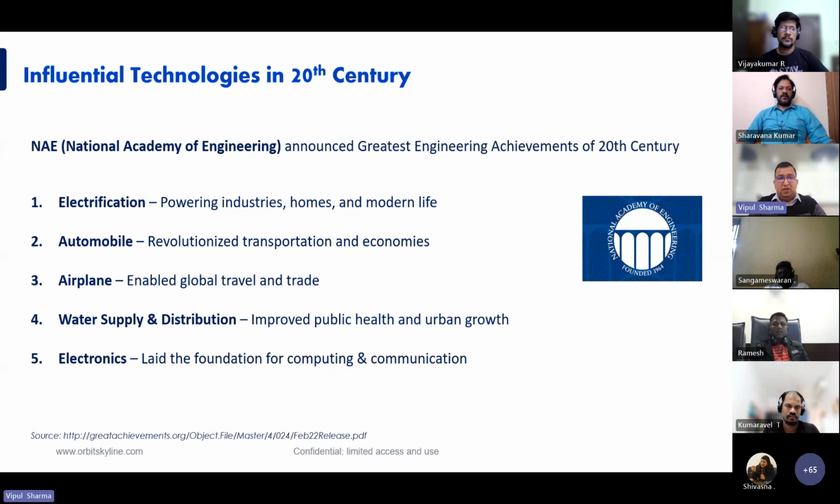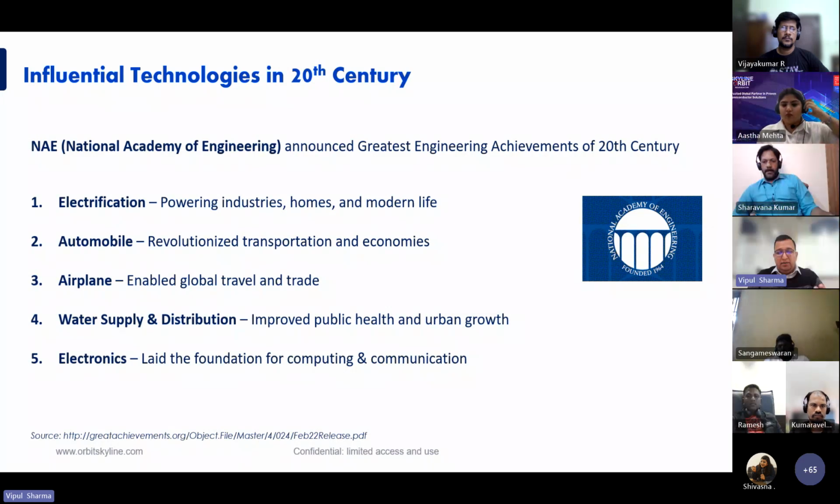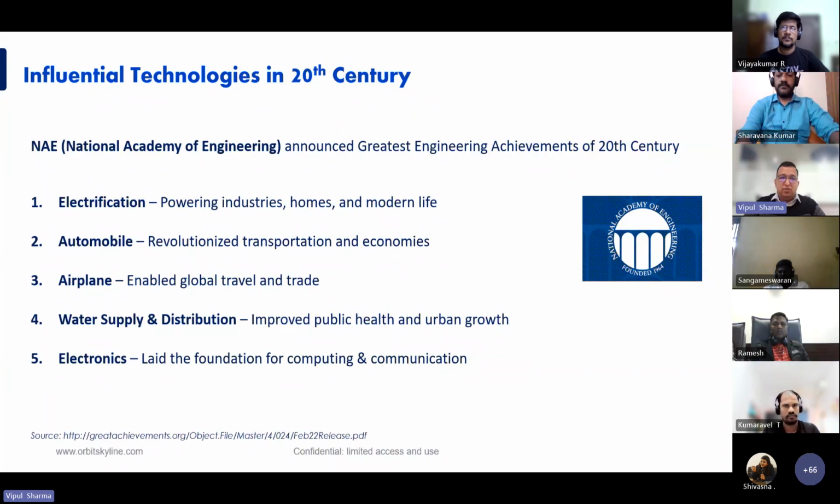Okay, so this gradation of different technologies which were most influential in the last century, that is in the 1900s, the 20th century, was done by a very recognized agency in the US, the National Academy of Engineering. So by their priority, they recognize these are the technologies which played a major role in development of humanity in the last century. So electrification, we all know, if electricity would not have been there, we could not use all the modern gadgets and benefits of it.